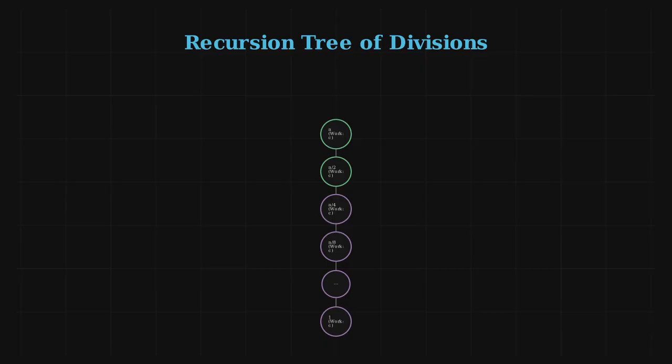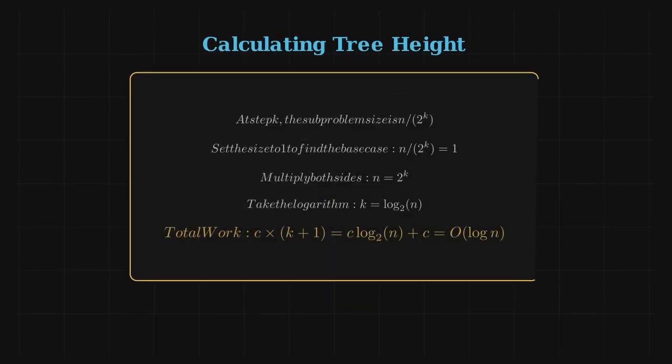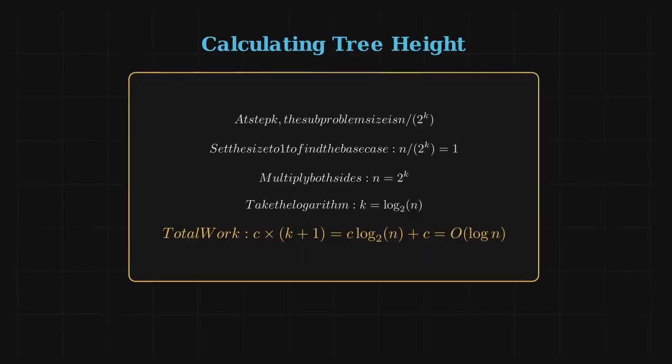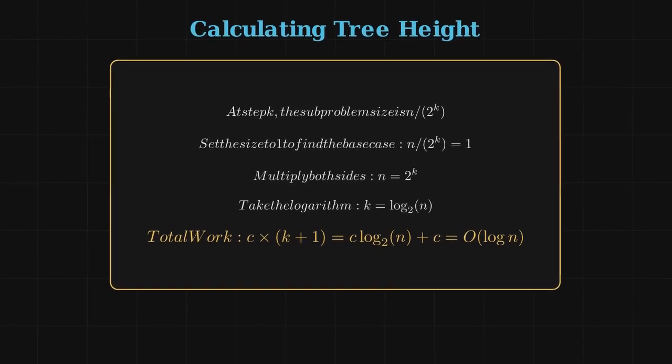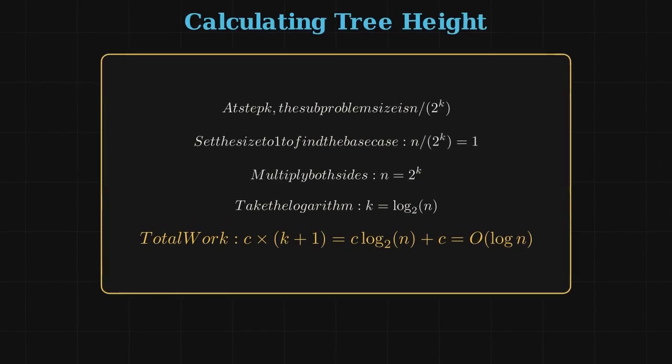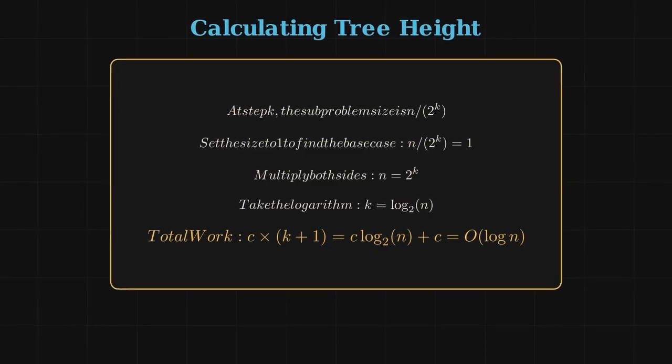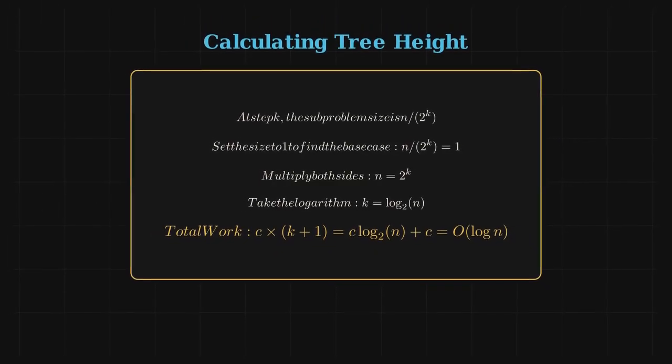At the top, we start with size n. Each level down splits the size by 2 and does constant work, continuing until we reach a single element. The total work is the sum of work at each level. Since each level does constant work, we multiply this constant by the tree height. Solving for when input size reaches 1 yields log base 2 of n levels.